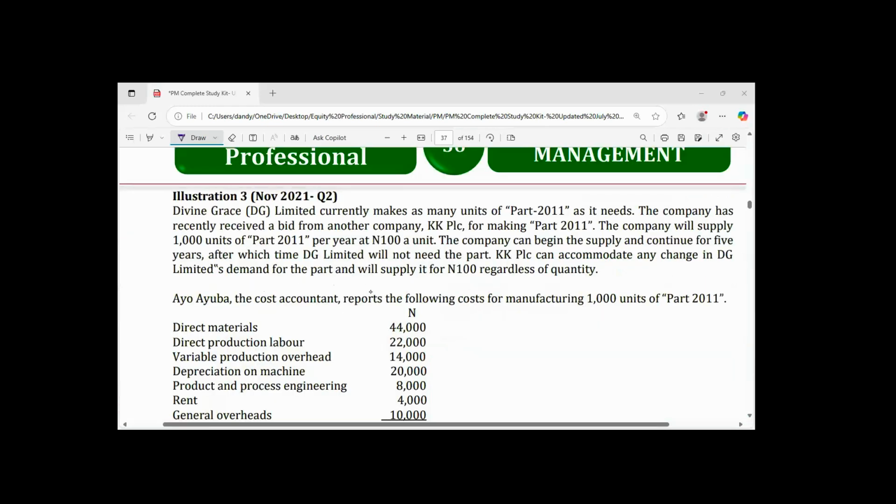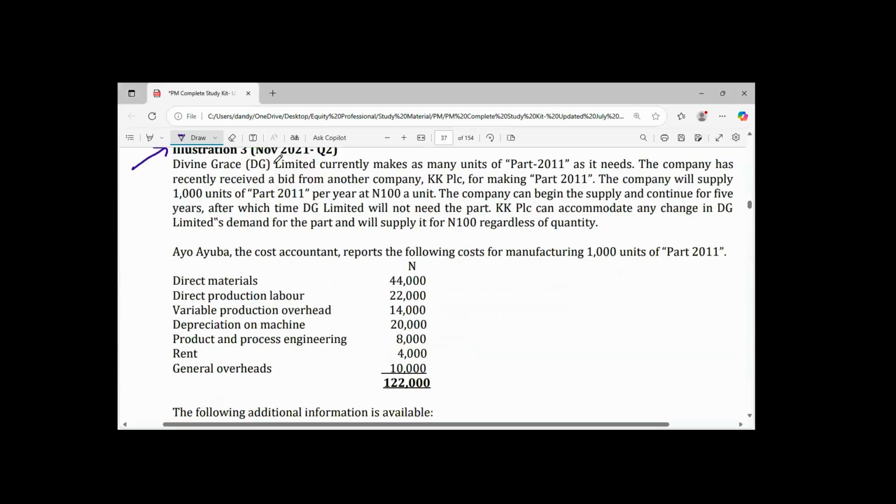Let's solve this illustration number 3. Somebody should help us. Who will help us to read it? Oliver, go ahead. Okay, illustration number 3.